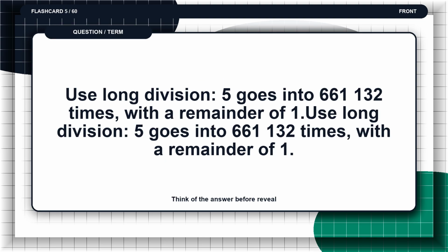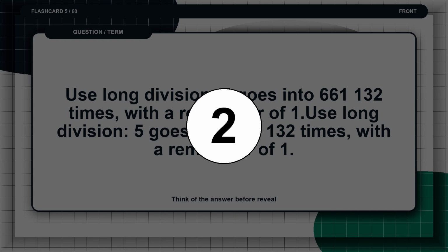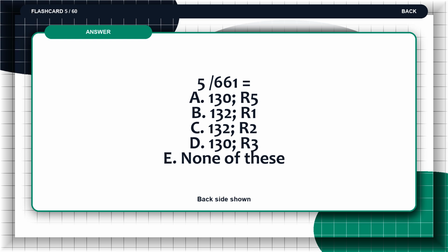Flashcard 5. Use long division: 5 goes into 661 132 times, with a remainder of 1. Think of the answer before the reveal. The answer is: 661 divided by 5 equals A. 130 R5, B. 132 R1, C. 132 R2, D. 130 R3, E. None of these.